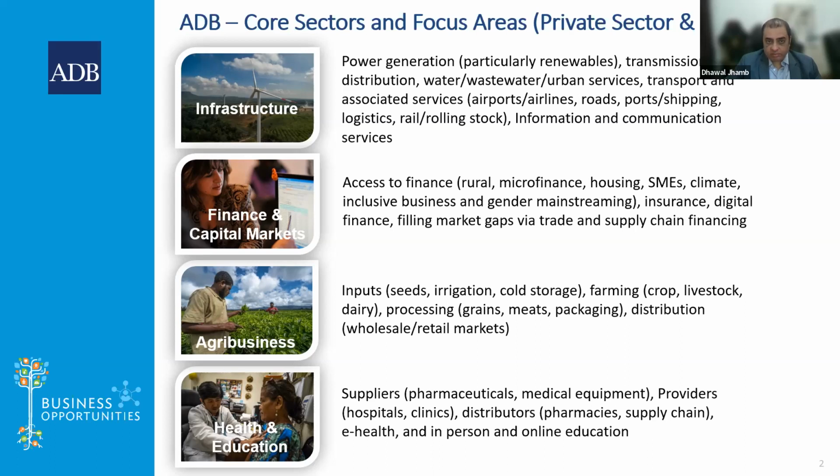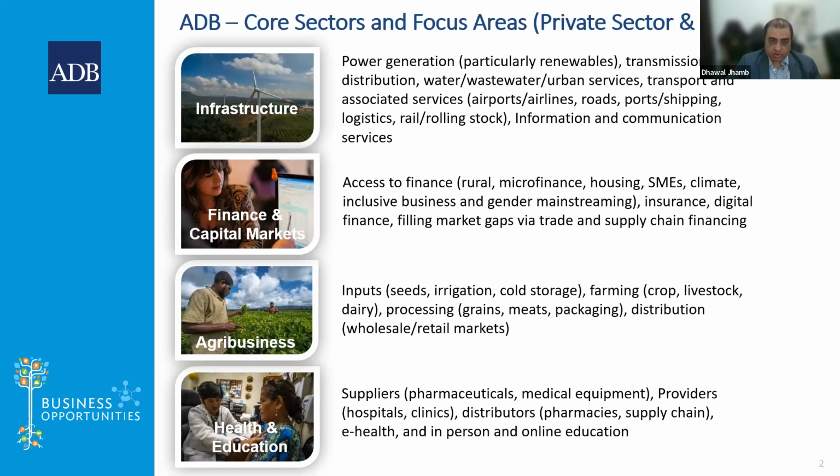The second priority focus is finance and capital markets, where we try to focus on increasing access to finance or filling market gaps via trade and supply chain financing, insurance or digital finance, anything that we can work in that direction. The third pillar or priority area is agribusiness. And agribusiness, again, in the full range of support that can be provided from private sector, from inputs and farming and processing, distribution, sales, logistics.